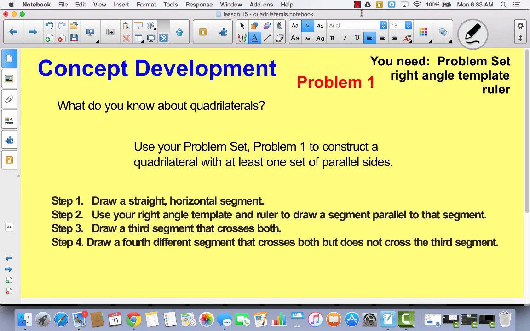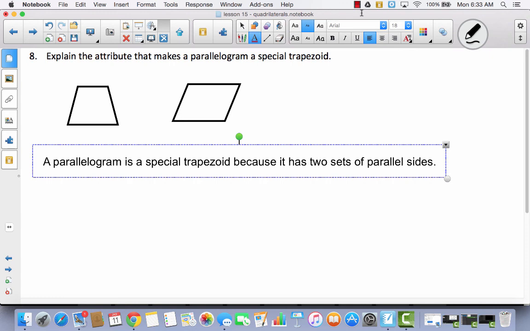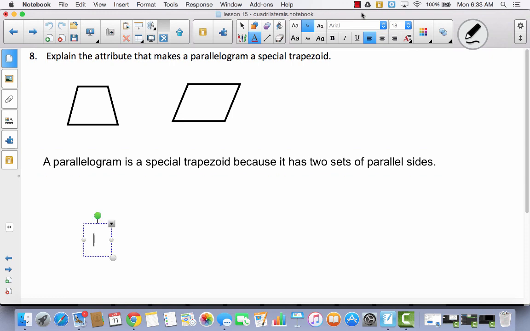Okay? Now that was a lot of information. That's why we did not mess with our journals today. We went right straight to our problem set. Use your problem set as a resource because it has a lot of good information there for you.